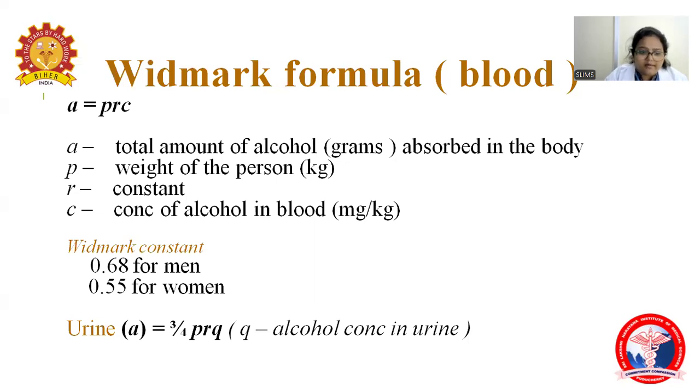And to find the amount of alcohol in urine, the formula is similarly A equals 3/4 of P R Q, where Q alone stands for the alcohol concentration in urine.